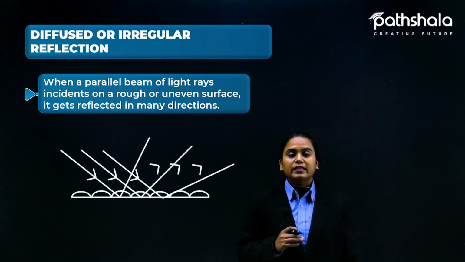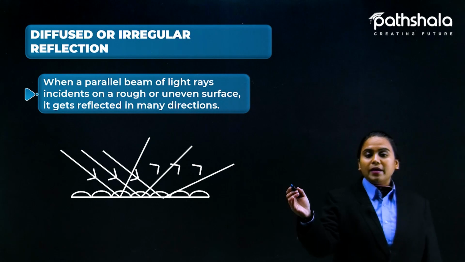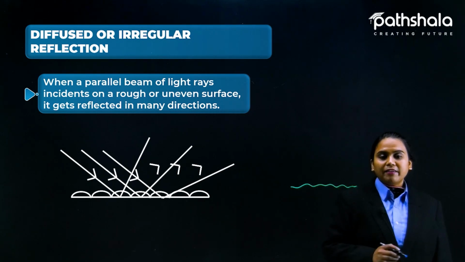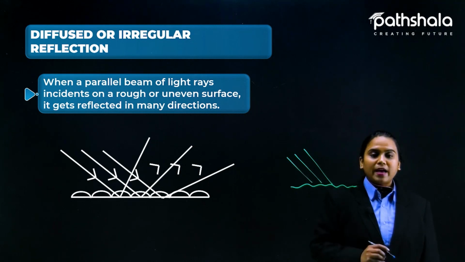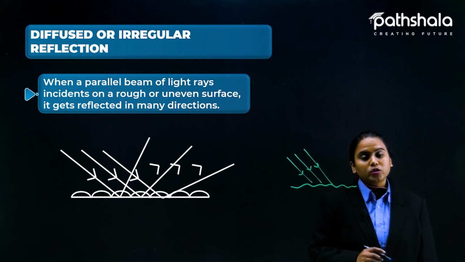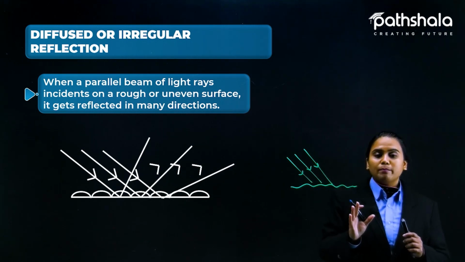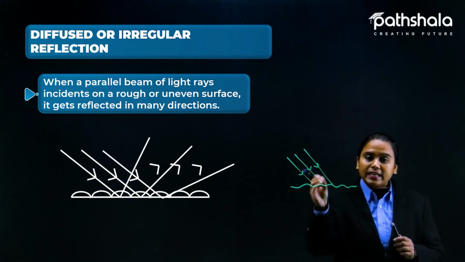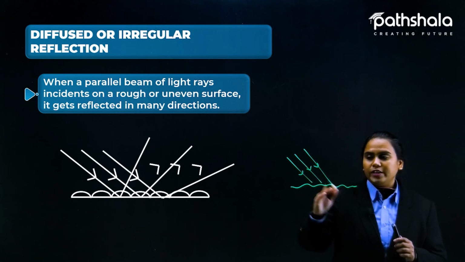Like here, as you can see in this diagram, the beam of light is coming onto a surface that is irregular, and the beams of light coming in are actually parallel. These are parallel lines because they are coming from a source. The source is throwing the light in a particular manner, in a parallel manner, like all the rays are parallel to each other.